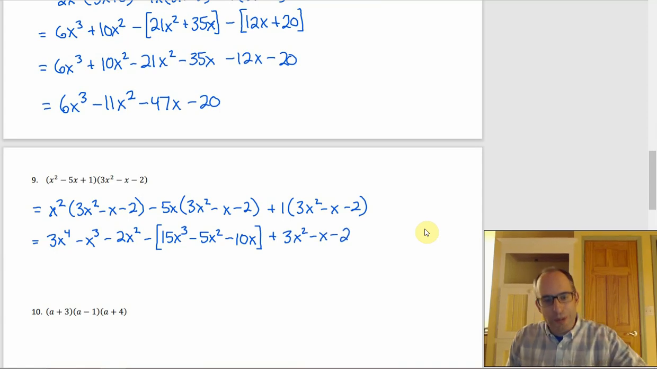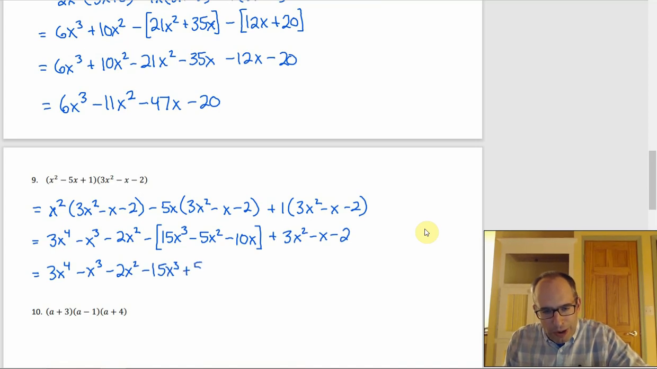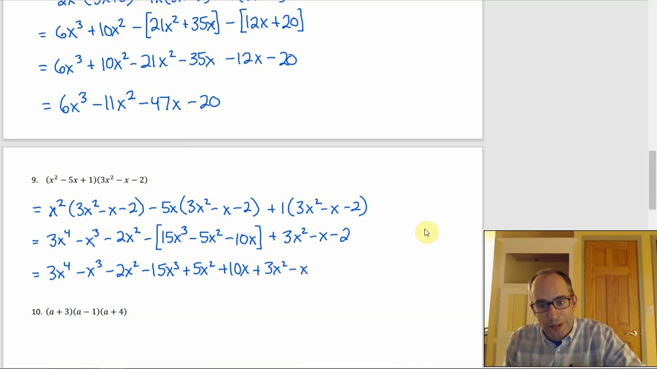We just have to distribute a negative here. So we're going to have 3x to the 4th minus x cubed minus 2x squared minus 15x cubed plus 5x squared, then plus 10x. So there's distributing the negative through those three terms. And then at the end, we got plus 3x squared minus x minus 2.